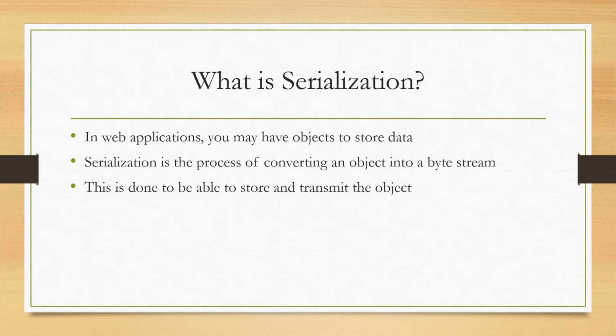So first off, what is serialization? In web applications, we typically use objects to store data. When we store data in objects, we need some way of transmitting them either into a database or across the wire to some sort of receiver. Maybe if we're communicating between the client and the server, and the client creates an object, they need to send it off to the server. Serialization is the way that's done. We convert the object into a byte stream. That byte stream is sent off to the receiver. The receiver will receive it, and then they'll convert it back into an object.